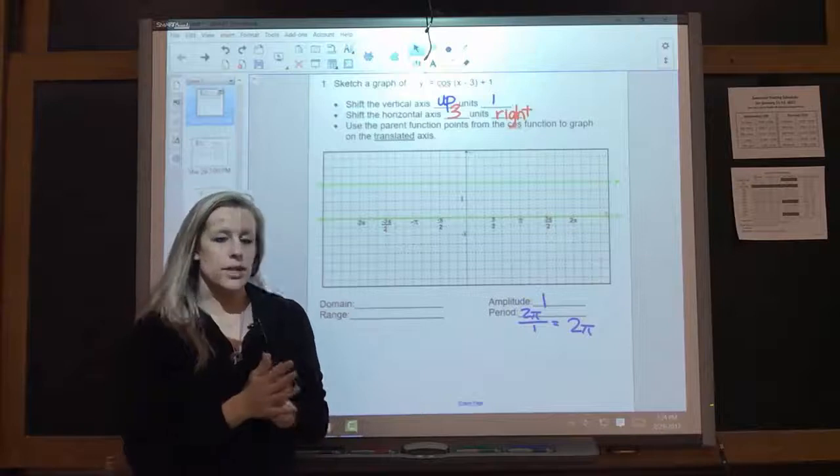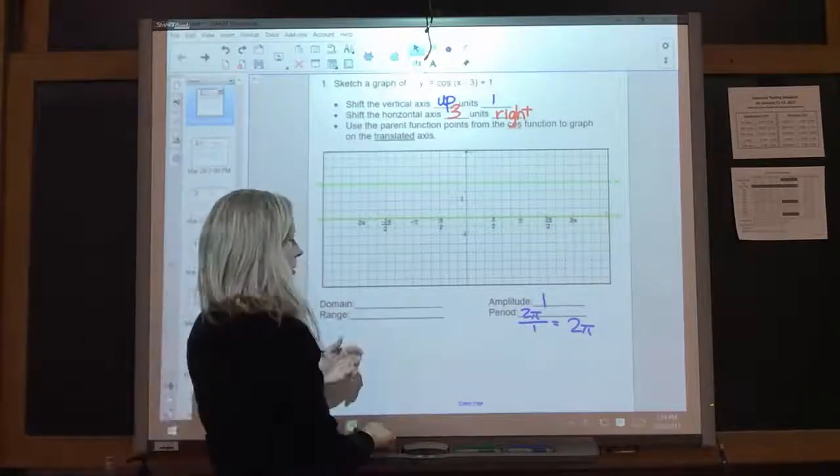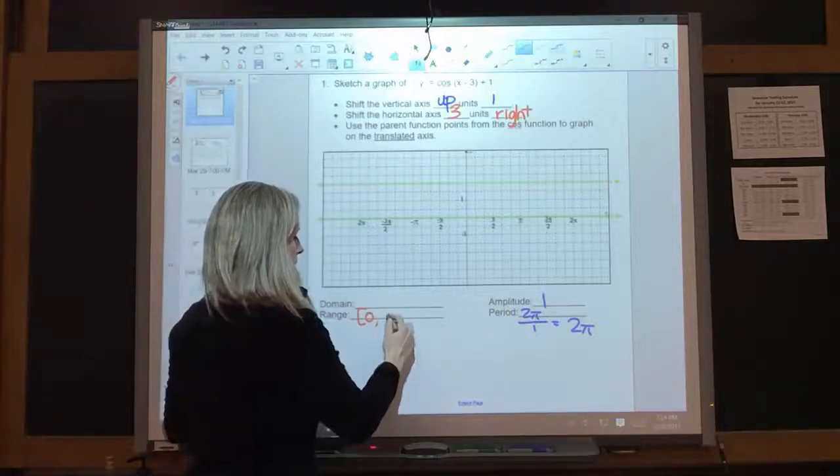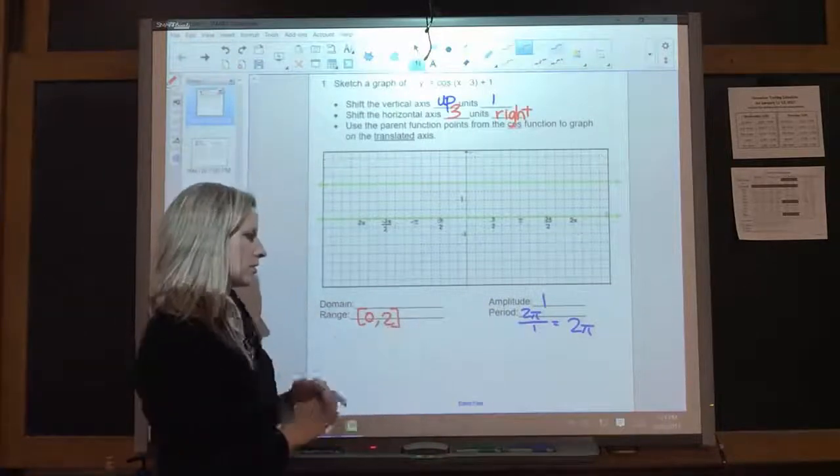Okay, that also tells you what your range is. My minimum is 0, and my maximum is positive 2. So I'm going to fill in my range.